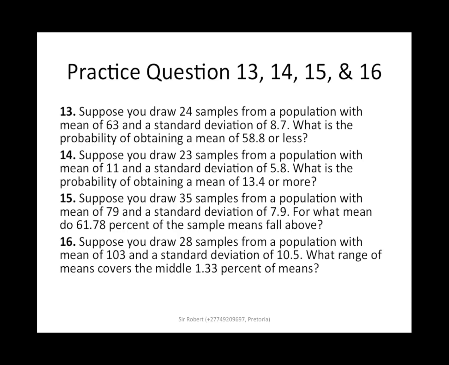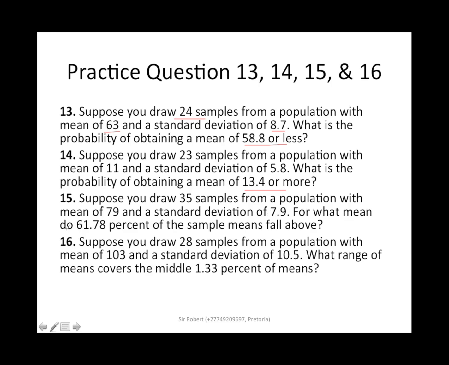Question 13. Suppose you draw 24 samples from a population with mean 63 and a given standard deviation. So this is the sample size n, the mean mu, and your standard deviation. What is the probability of obtaining a mean of 58 or less? Suppose you draw 23 samples from a population with a mean of 11 and standard deviation of 5.8. What is the probability of obtaining a mean of 13 or more?